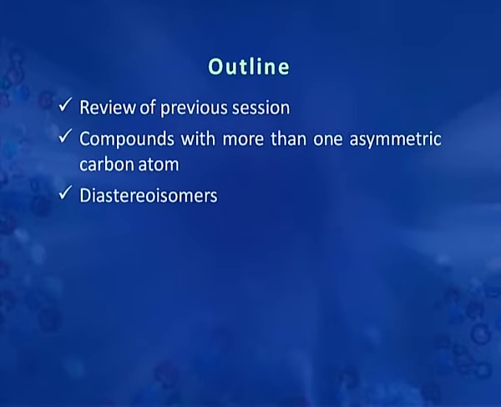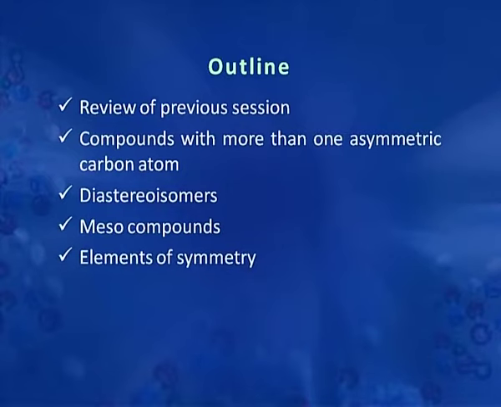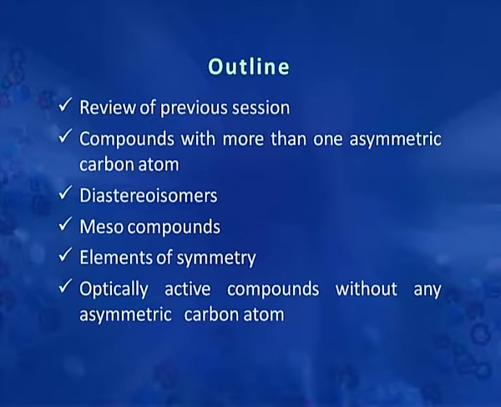Then we will talk about diastereoisomers and meso compounds. After that, we will talk about elements of symmetry. Then we will take up some compounds which are optically active and do not contain any asymmetric carbon atom. Finally, we will summarize today's work.